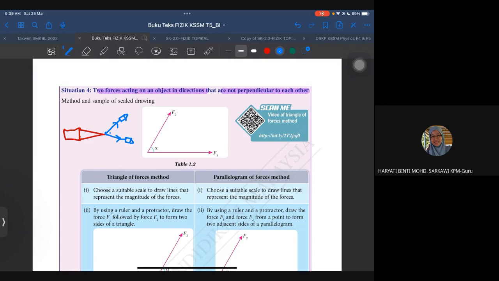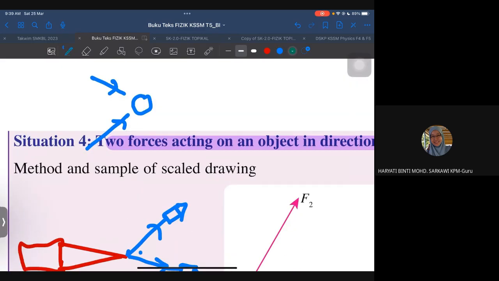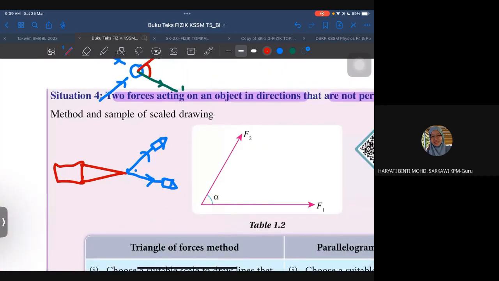If, let's say, following the example of the ball just now, you have a ball kicked by two boys in different directions, but not 90 degrees, like this. So there is an angle in between. For this case, we cannot use Pythagoras theorem because when you draw, you will not get a right angle triangle. So we need to use another method, what we call the parallelogram method.